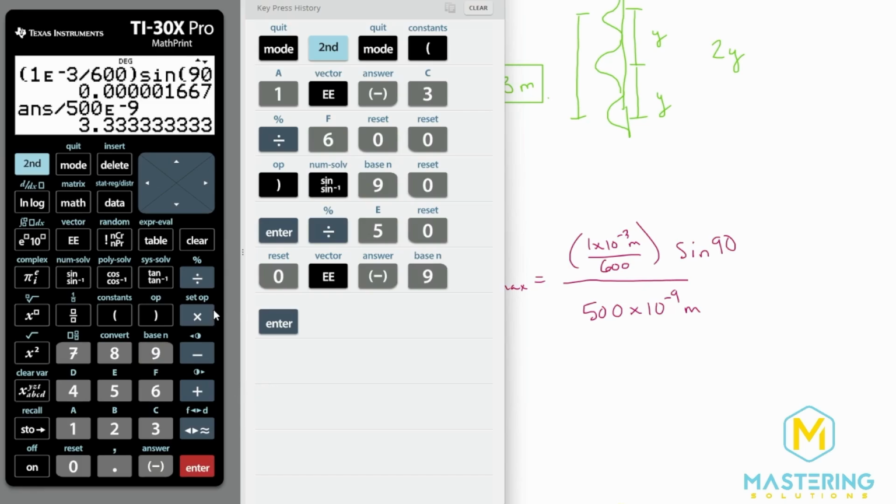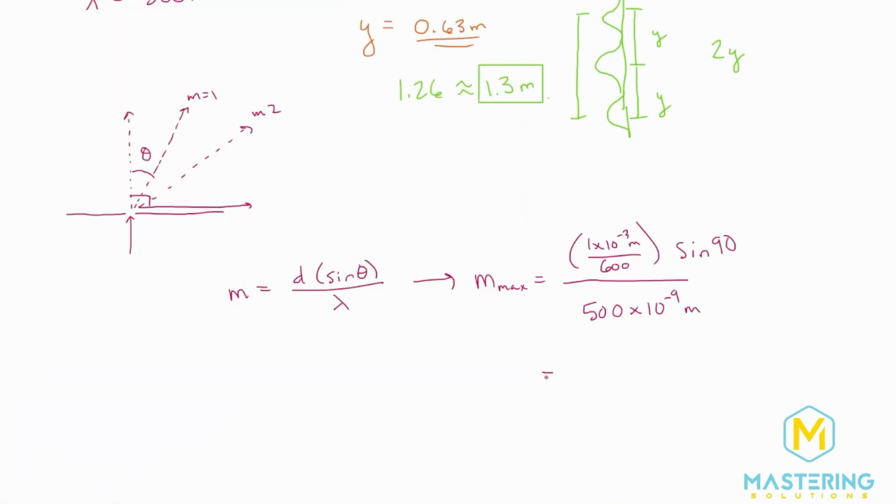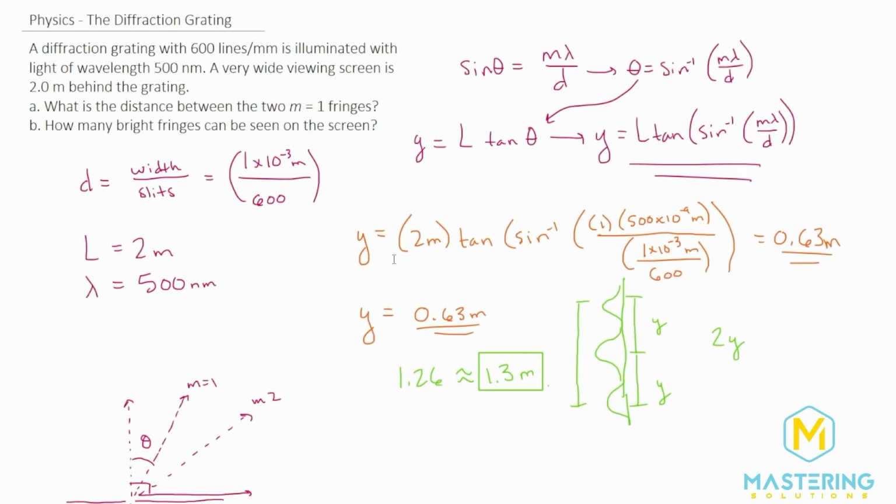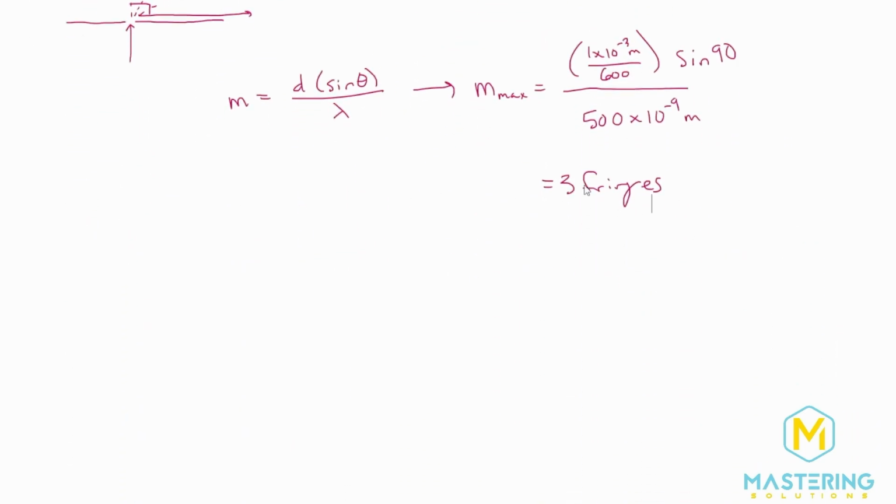It has to be a whole integer. The 0.33 doesn't count as a fringe, because fringes are at 1, 2, 3, 4, etc. So for this one, we have 3 fringes. But the question asks how many bright fringes can be seen on the screen, so it's not 3. If we draw our pattern, here's the central max, and to each side we have 3 more fringes: 1, 2, 3 on one side, and 1, 2, 3 over here on our viewing screen. So really, we will have 7 total bright fringes.